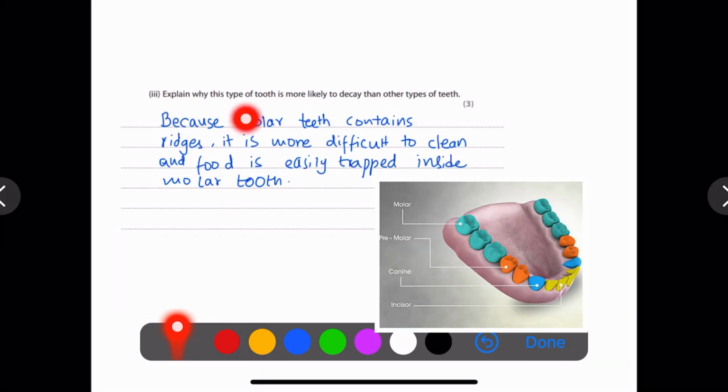Explain why this type of tooth is more likely to decay than other types of teeth. The reason is because it contains ridges and it is more difficult to clean, because food is easily trapped inside the molar tooth and it is hard to reach for cleaning purposes.